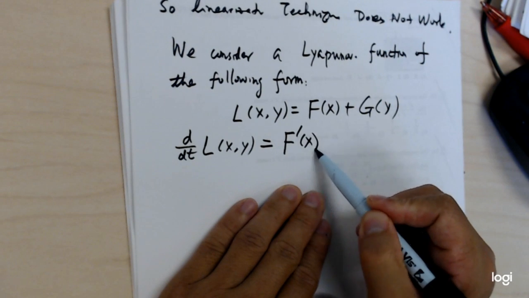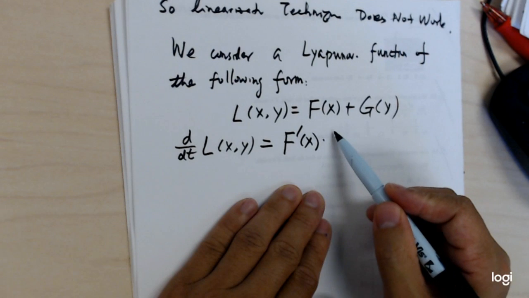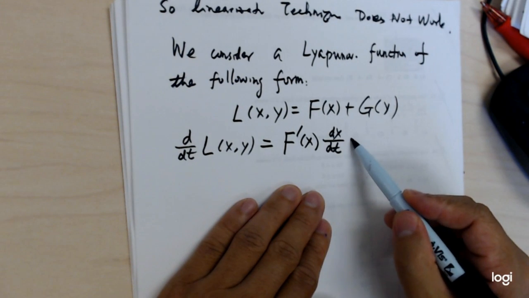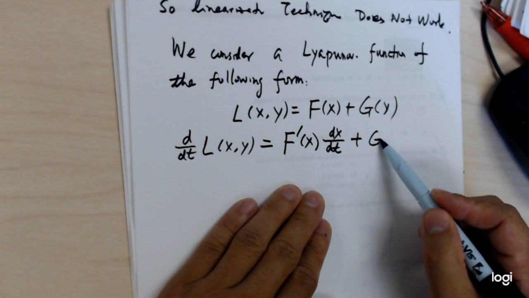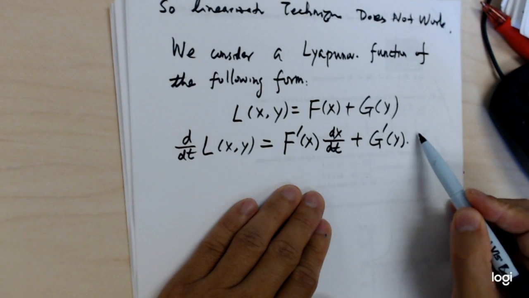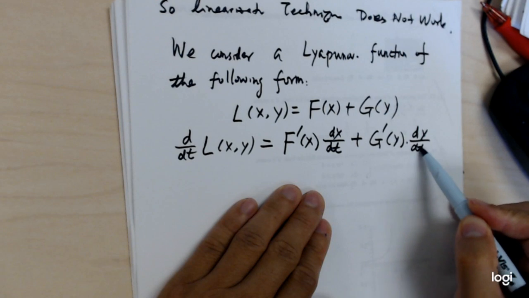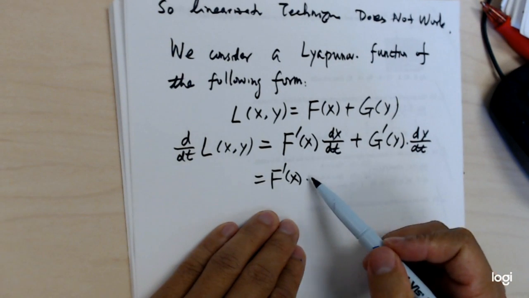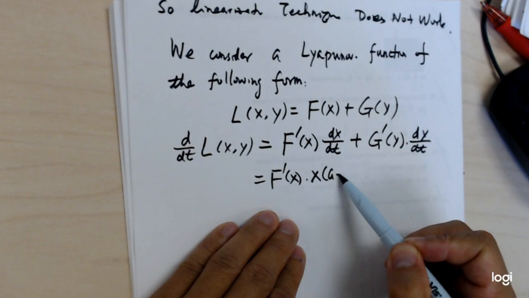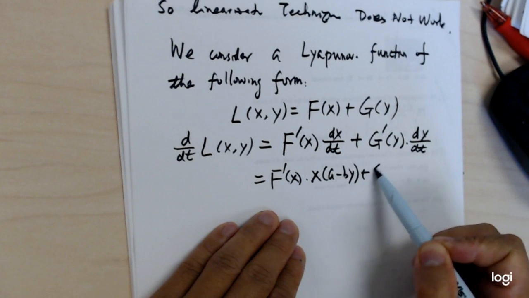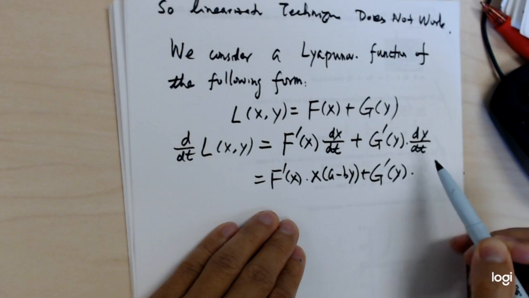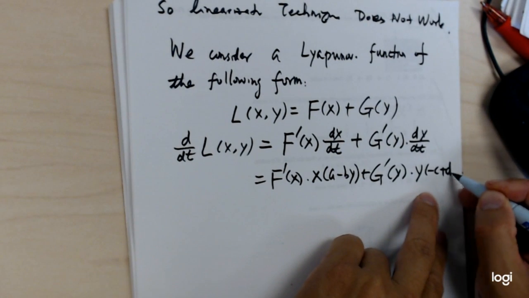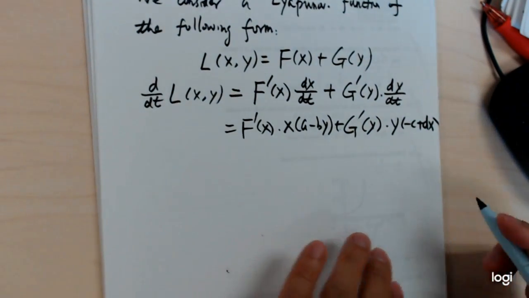Chain rule: differentiate this with respect to x, followed by dx/dt. G prime, dy/dt. And then I plug in dx/dt and dy/dt. So that's what it is.